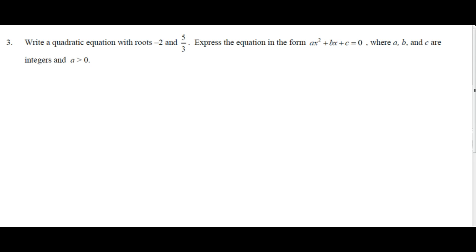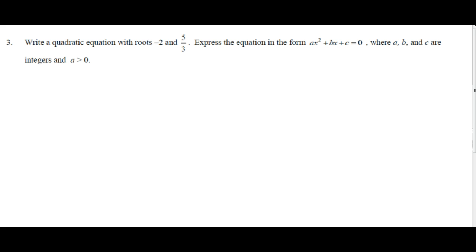Write a quadratic equation with roots of negative 2 and 5/3. Express it in the form ax squared plus bx plus c equals 0, where a, b, and c are integers and a is greater than 0. So generally speaking, standard form is defined as ax squared plus, or maybe that's general form. General form is ax squared plus bx plus c equals 0, where a, b, and c are integers, so we don't have the fractions like we had in the last one. And a is greater than 0. You're leading with a positive x.